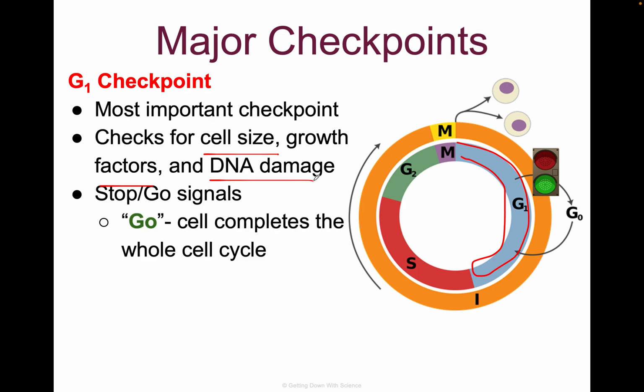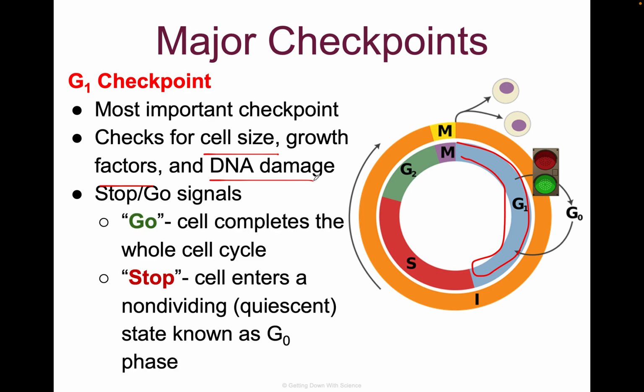Stop-go signals. A go means the cell completes the whole cell cycle, and a stop means it doesn't. Let's say you've got a cell and the DNA is damaged because, I don't know, you like laying out in the sun and you get some UV rays. The cell will get a stop signal to stop dividing, and it goes into what we call the G0 phase. The G0 phase is kind of like a waiting area. This is so the cell has time to fix any of the mistakes that were made. If it can't fix them, the cell gets a signal to go through programmed cell death called apoptosis. So if it's not good enough, you're out of here.